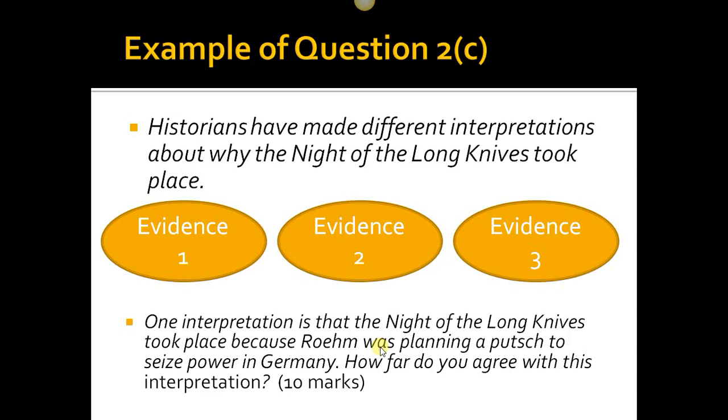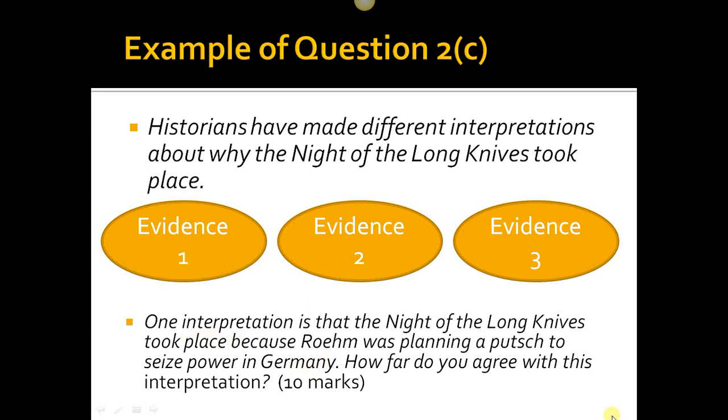So, an example of question 2C will be this. This is the one I got out of the book. Now, of course, if I paste up the evidence on screen here, it'll get a little bit confusing. So let's see if I'm that good with PowerPoint. Historians have made different interpretations about why the Night of the Long Knives took place. Again, it'll give you this little piece of advice underneath the three pieces of evidence. We'll return to those now.